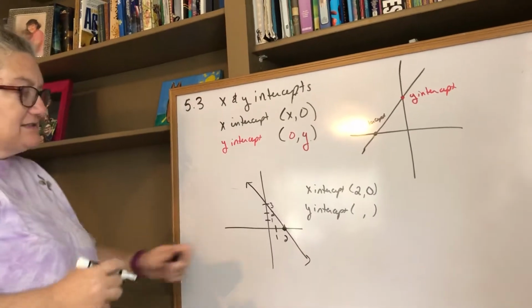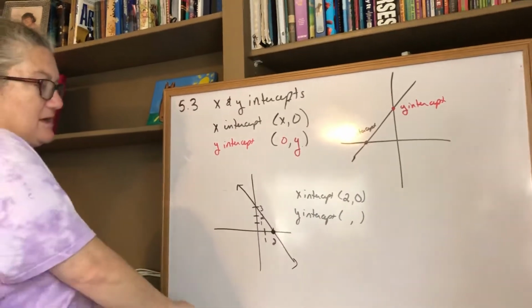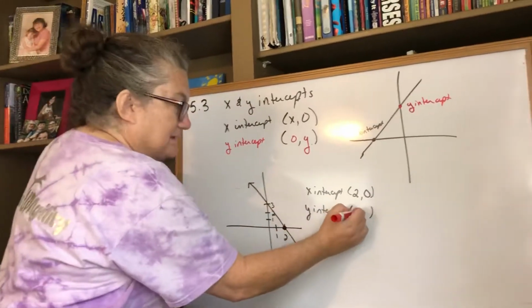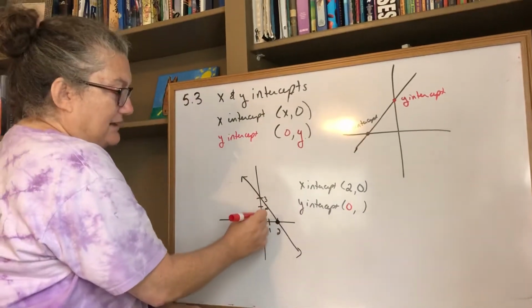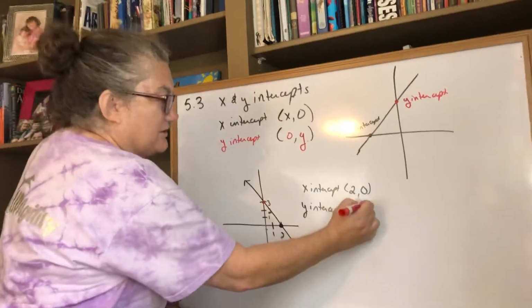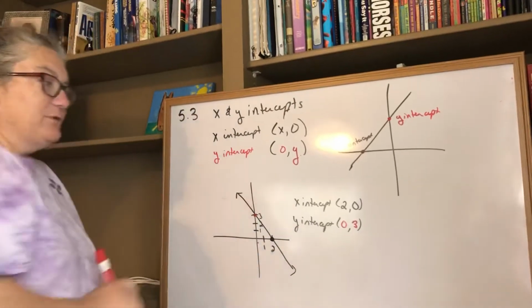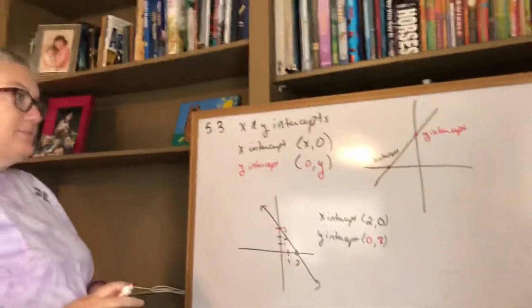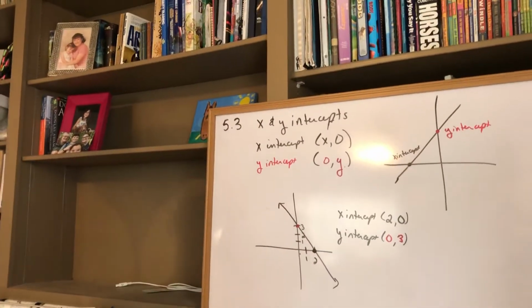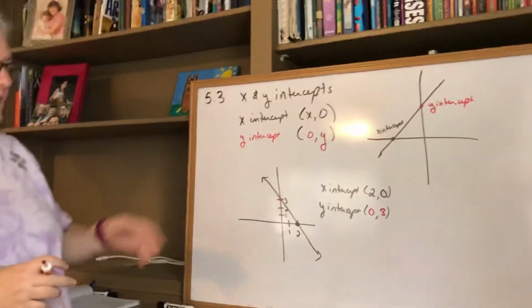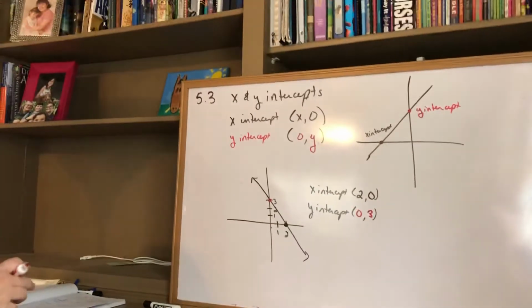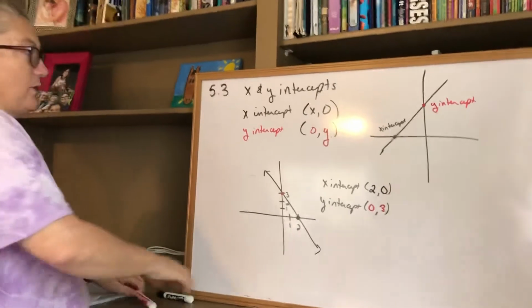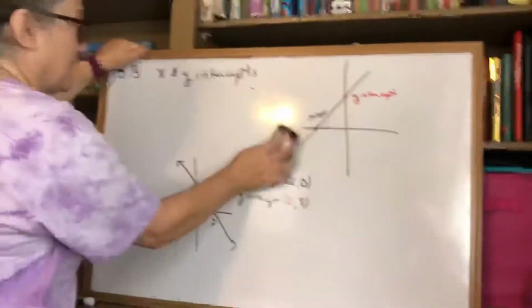Okay, so looking at this next, the y-intercept is going to be x equals 0 because I don't go left or right, and I go up 3. So this would be 3. Notice how I labeled my x-intercept and my y-intercept. Our x-intercept always has a y of 0 and our y-intercept always has an x of 0. So let's look at some equations and find our x and y-intercepts.